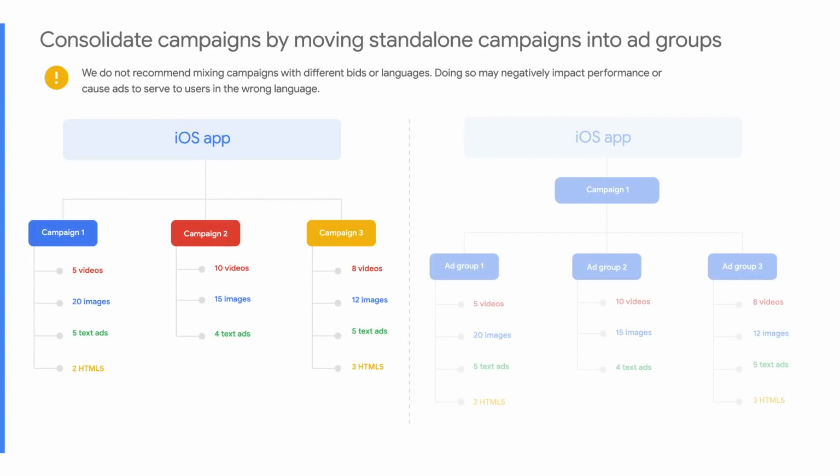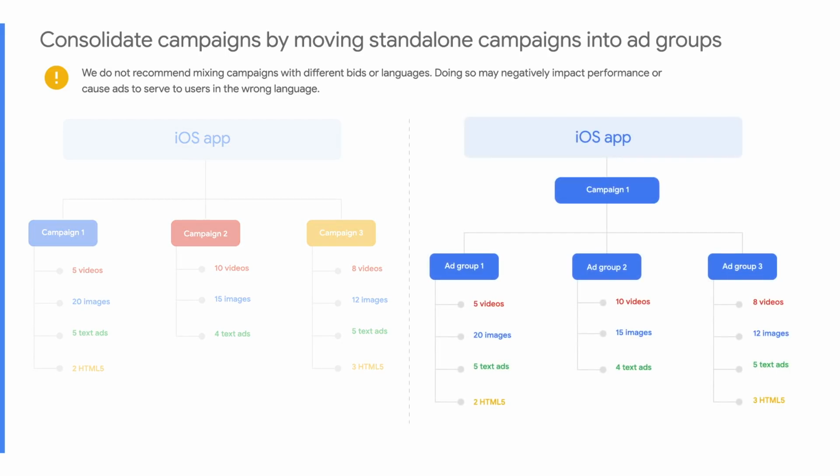As you consolidate your campaigns, consider moving assets from campaigns with similar targeting and goals into ad groups. So let's walk through an example. Let's say that you have a handful of campaigns targeting English-speaking users in specific countries with an identical TCPI or target cost per install goal.